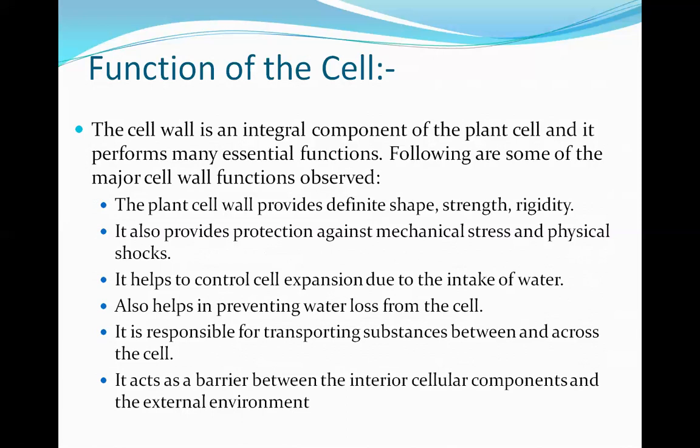Okay. It also provides protection against mechanical stress. Stress means the external environment, like high temperature, low temperature, and other environmental conditions. So here we are talking about external stress and physical shocks. If the plant is shaken by very high wind, the cell wall protects it, because it is made of cellulose and cellulose is a tough component. Its properties are just like cement. So it provides protection against each and every physical shock and mechanical stress.